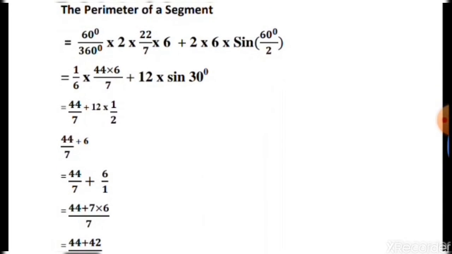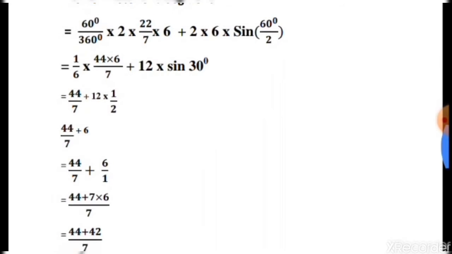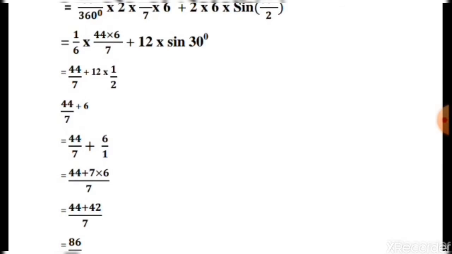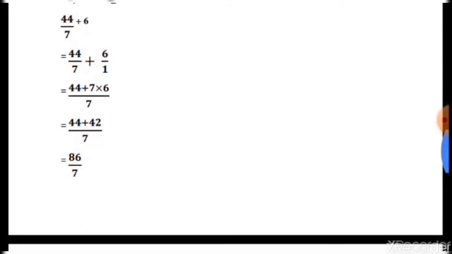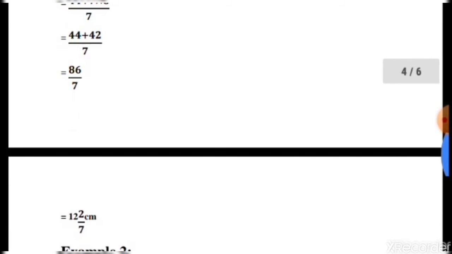And when you find the LCM, you are going to get 44 plus 7 times 6 over 7, which is 44 plus 42 over 7. That will give us 86 divided by 7. And finally, that will be 12 whole number 2 over 7 centimeter.